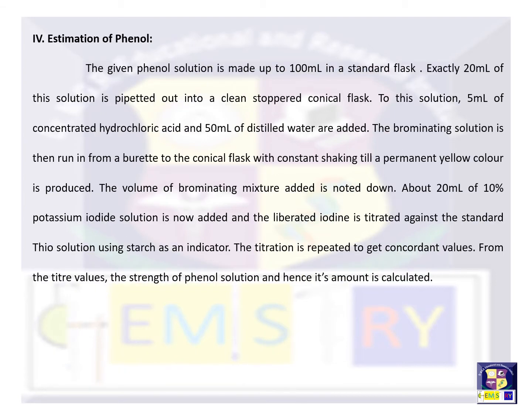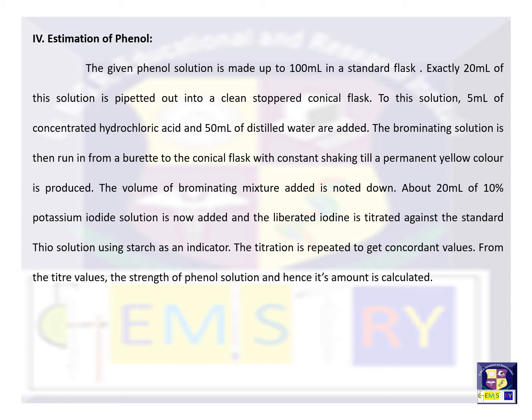Now after standardizing the thiosulfate solution and the brominating mixture, let us now come to the estimation of phenol. The given phenol solution is made up to 100 ml in a standard flask, and from this 20 ml of the solution is pipetted into a clean stoppered conical flask.